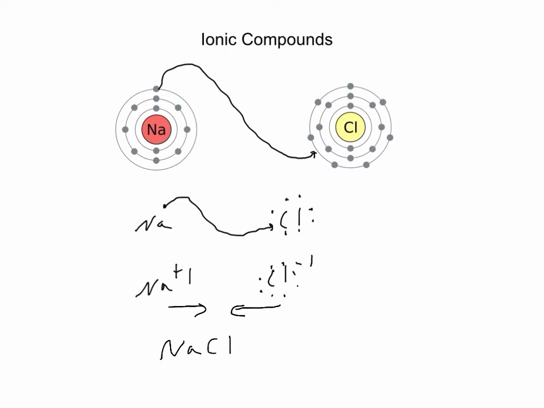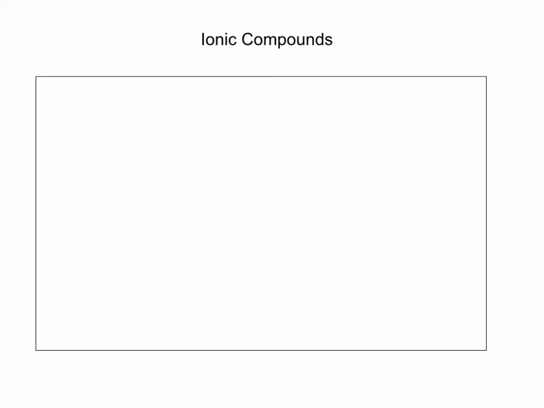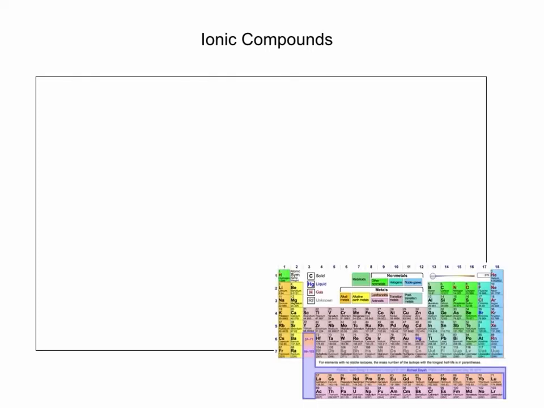So let's talk a little bit more about what types of elements will actually make an ionic compound. As we just saw, ionic compounds must form between a positive ion and a negative ion. So there must be one element that loses electrons and one element that gains electrons. If we look at the periodic table, we've already discussed which elements lose and which elements gain. So we can see the whole left side of the table tends to become positively charged, and the right side of the table becomes negatively charged.